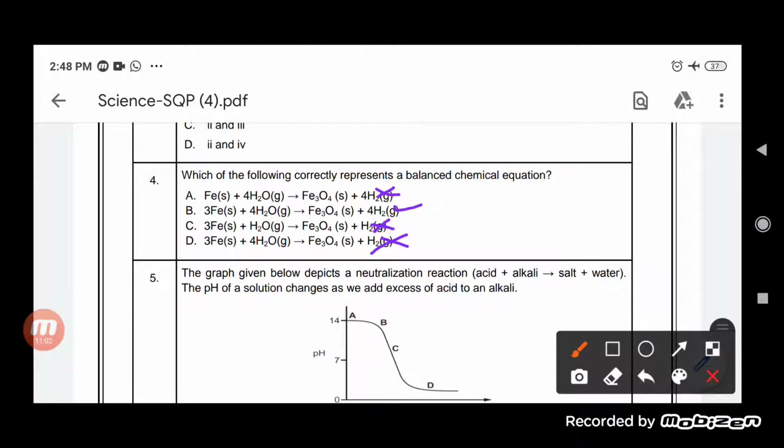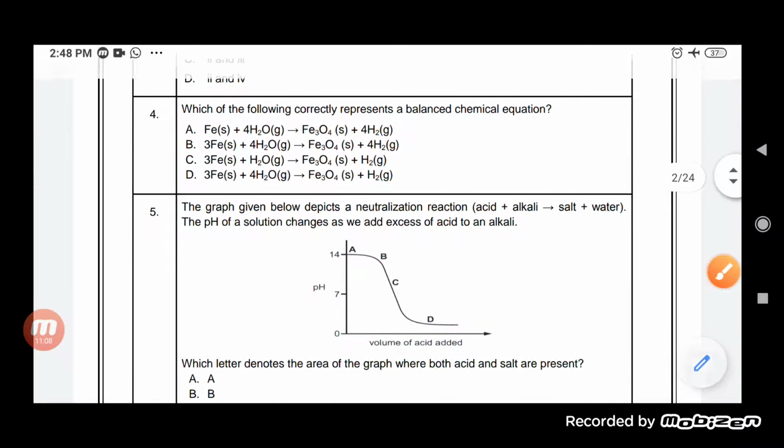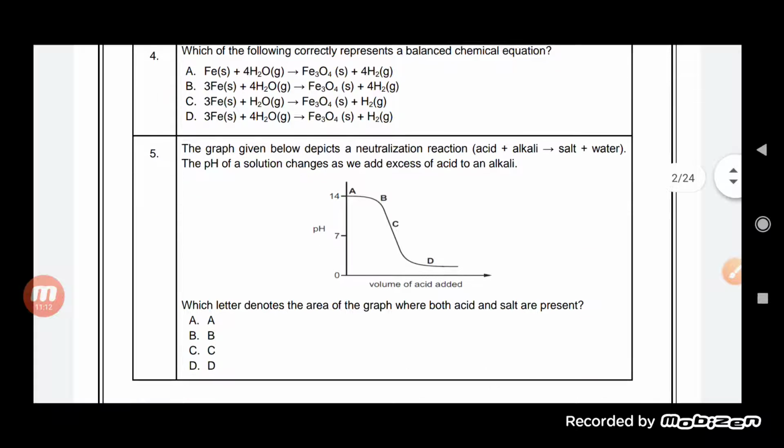So out of the 4, the second one is supposed to be the correct one. It is a balanced chemical equation. It means on both sides, the equation is properly balanced.